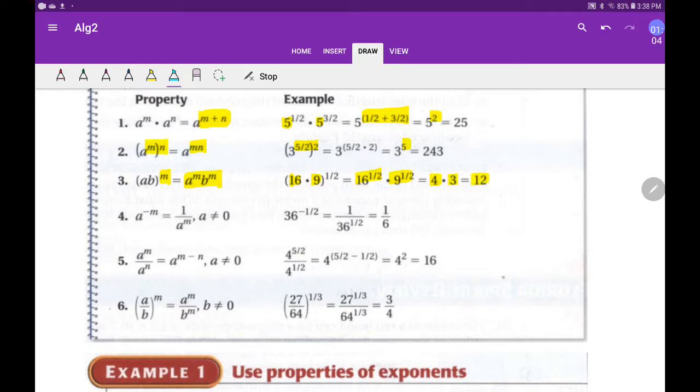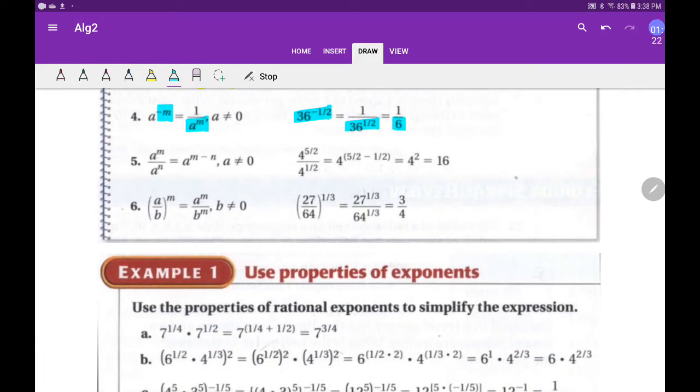Okay? Going on, you know that a negative exponent means put that thing under 1. If it's already under 1, then take it out and put it on top. Same thing happens here. I'm going to put it underneath 1. The square root of 36 is 6, so that's underneath 1.